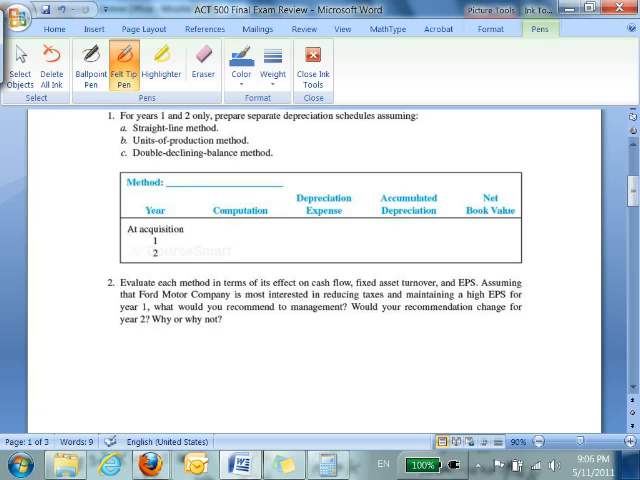Okay, next. Assuming that Ford Motor Company is most interested in reducing taxes and maintaining a high EPS for year one, what would you recommend to management? Okay. Double declining method. Yes. Because the double declining method can increase tax deduction and reduce tax burden, right?